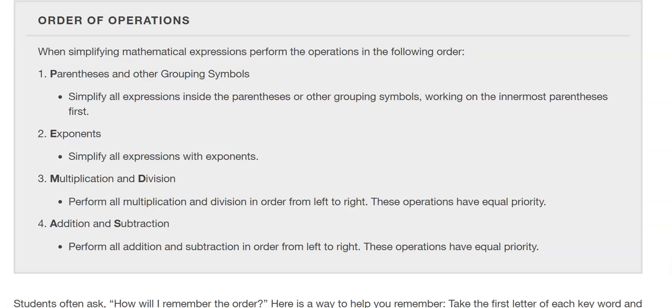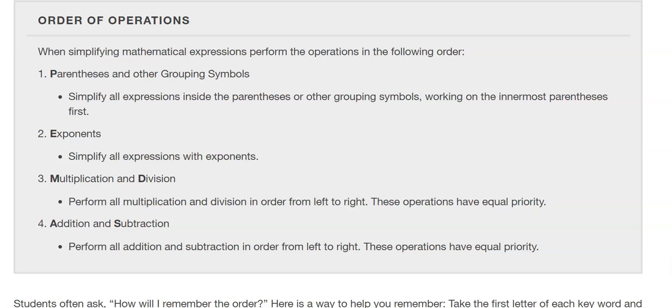You do the parentheses and all grouping symbols first. You'll always simplify all expressions inside them, working on the innermost grouping symbol first. Then we do the exponents, because this is the order in which they are given importance. So you simplify all expressions with exponents.